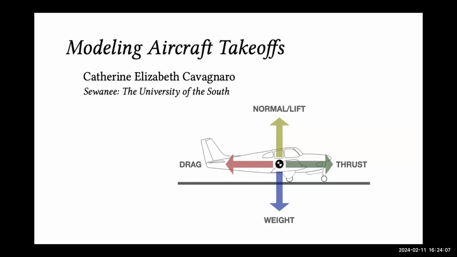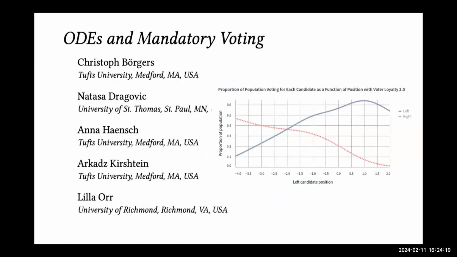In trying to understand the takeoff rules, the author raises some circumstances for which the current rules fall short of their goal. The next paper is about mandatory voting.